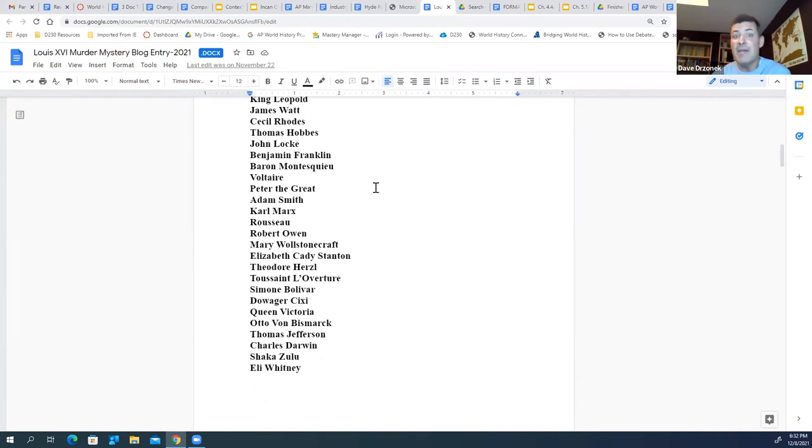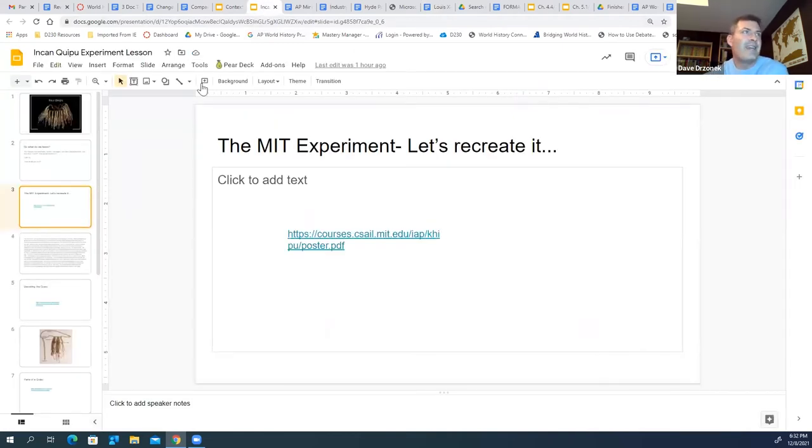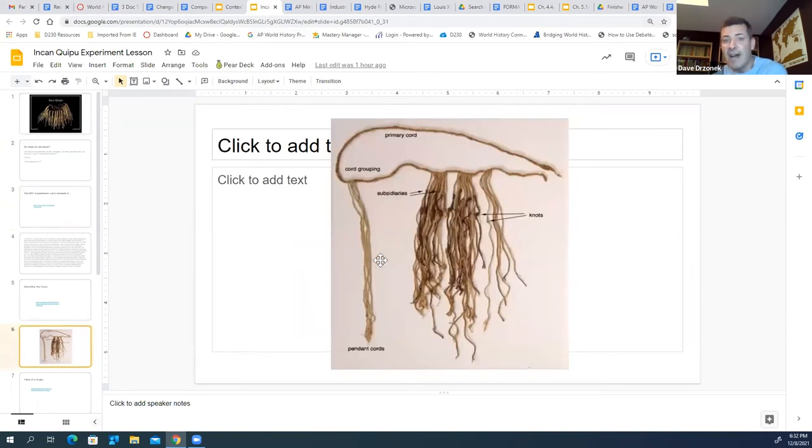There's lessons that are maybe a little bit more thinking that leave a mark and leave a lasting impression. So one of my favorites that I did was I read an article one time about a guy from MIT. He wanted to see if they could figure out how the Incans actually used the quipu and if they could actually read it.